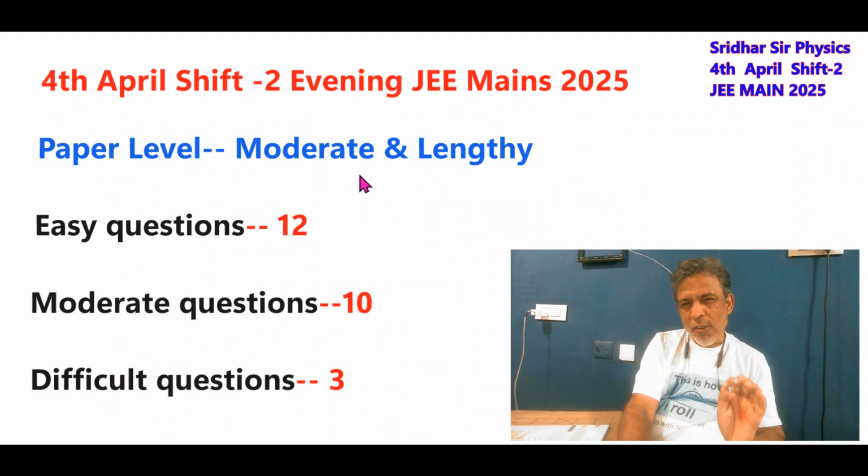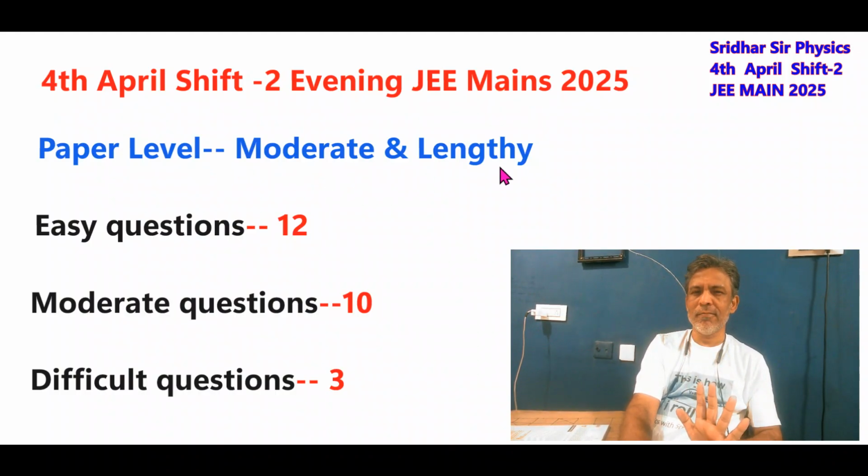The paper is moderate and lengthier, or you can call it easy and lengthy. There are some easy questions, 12 of them, then moderate questions around 10, and difficult questions are 3. But it's lengthy, because you have to do the calculations. In that sense, it's lengthy. Conceptually, it's not difficult. Conceptually, it is easy. Calculation wise, it's lengthy.